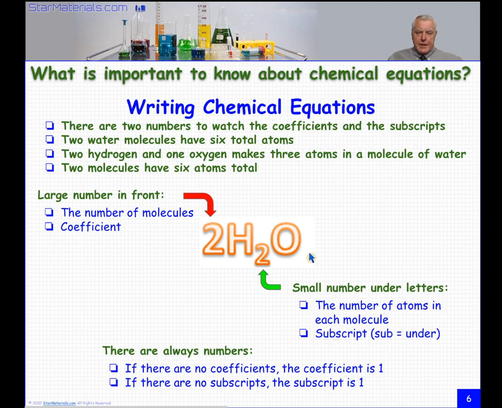So let's add it up again. 2 H's is 2. 1 O is 3. We have 3 atoms in each molecule, but we have 2 molecules. 2 times 3 is 6. So 2 water molecules have 6 total atoms. Not hard.